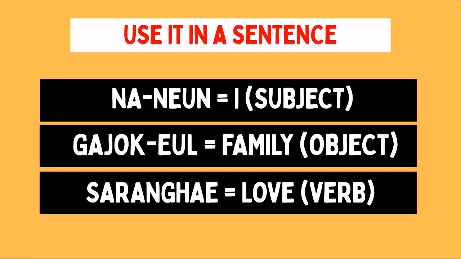The first part of the sentence is 나는, and this is the subject. Na means I, and nun is just a subject particle added to na. The second part of the sentence is 가족을. 가족, our word for today, means family, and 을 is just an object particle added to 가족. The last part of the sentence is 사랑해. This is a verb which means to love. So these three combined would result to a sentence that means I love my family.